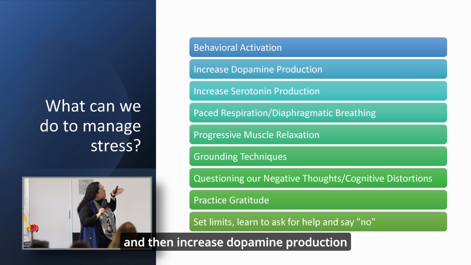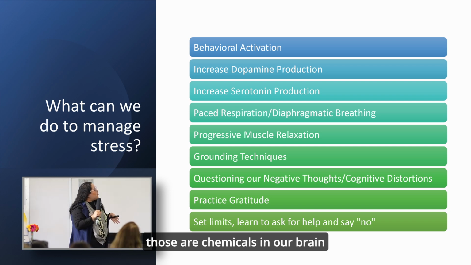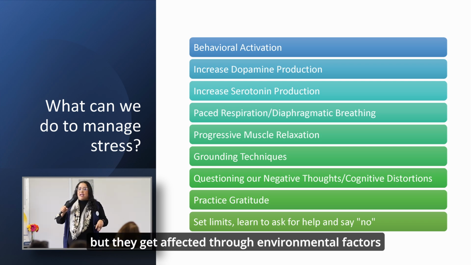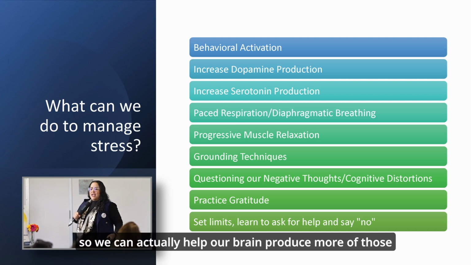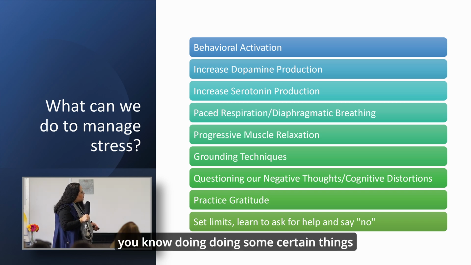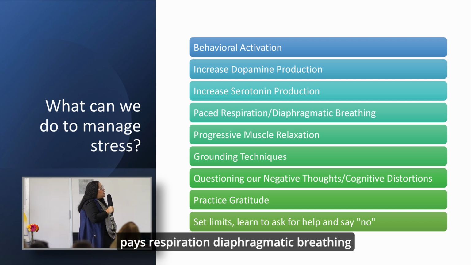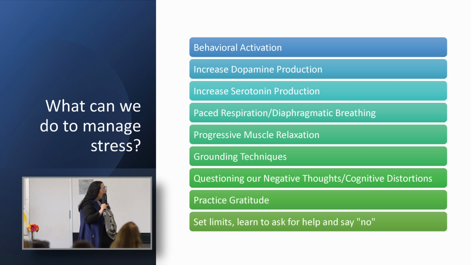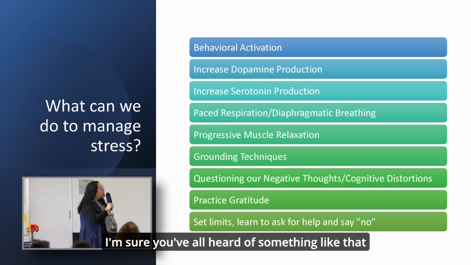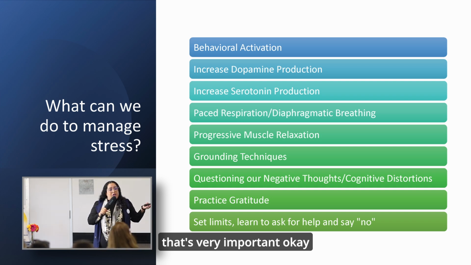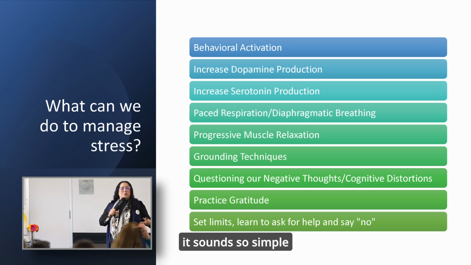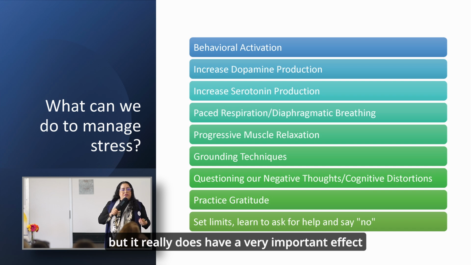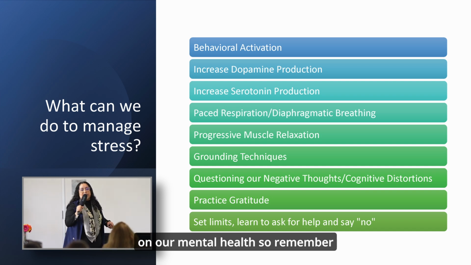And then increase dopamine production, increase serotonin production. Yes, those are chemicals in our brain, but they get affected through environmental factors, right? So we can actually help our brain produce more of those by doing certain things. Paced respiration, diaphragmatic breathing. I'm sure you've all heard of something like that. That's very important, okay? And it sounds so simple, but it really does have a very important effect on our mental health.